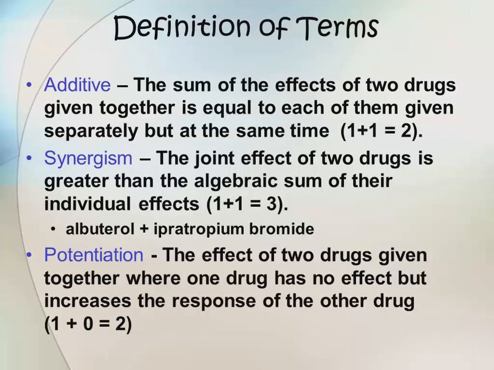Now, albuterol would have some output. Ipratropium bromide would have some output. Put them together, and it's bigger than the sum that they would have if you just gave them individually. Does that make sense? They kind of work hand in hand to actually get a better improvement. That's one of the reasons that we often will combine two drugs together in a formulary so that we're getting the peak effect in the process.